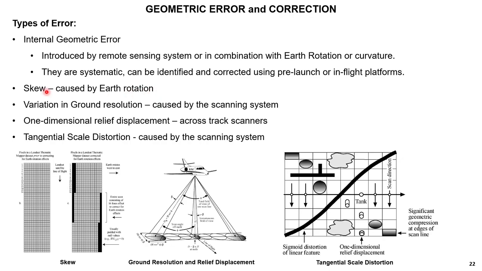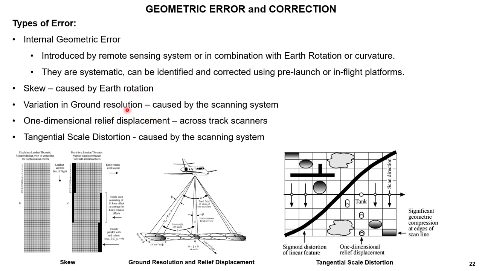And some of these errors are skew, because your satellite will move from north to south in the case of polar satellites, and at the same time your Earth is also rotating from west to east. So your satellite will record the data like this, but actually it would have moved further. So that is called image skew.